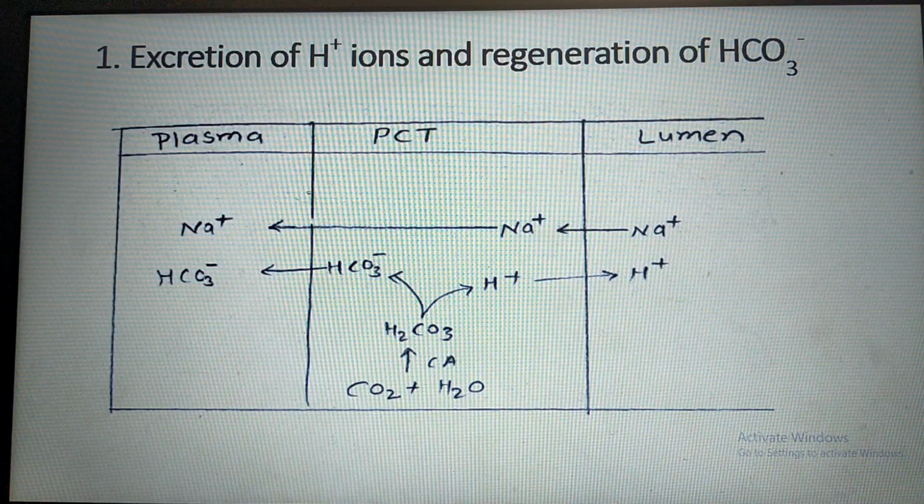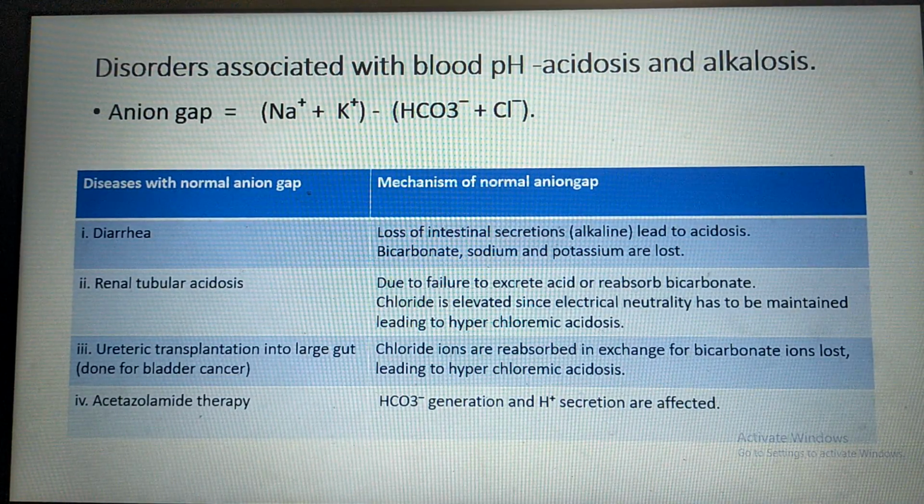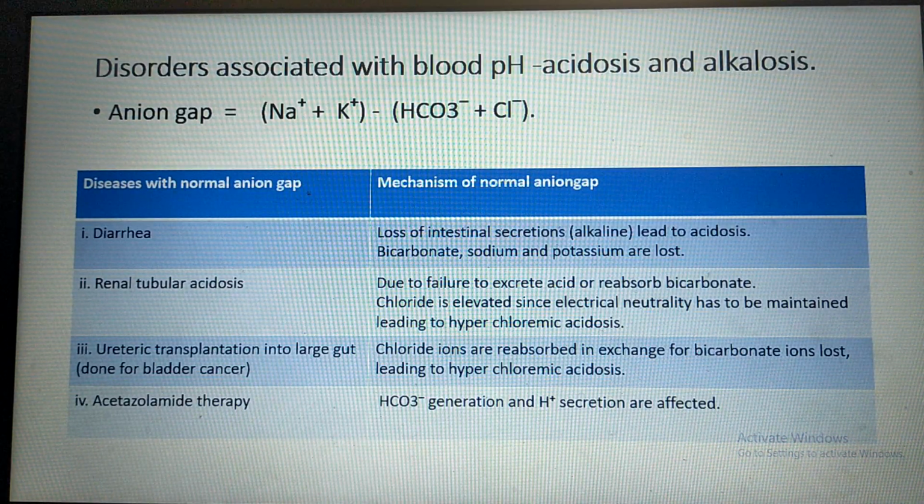Acetazolamide therapy means acetazolamide drug. Therapy means drug. It inhibits this enzyme carbonic anhydrase. Therefore, generation of bicarbonate ions is affected. At the same time, secretion of H plus ions is also affected. So again there is a decrease in bicarbonate ion. To maintain the electrical neutrality, chloride ions are retained in the body. So these are the causes of normal anion gap.